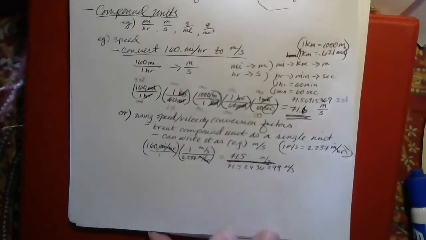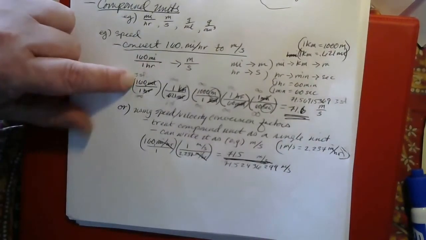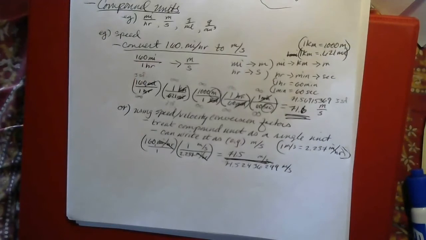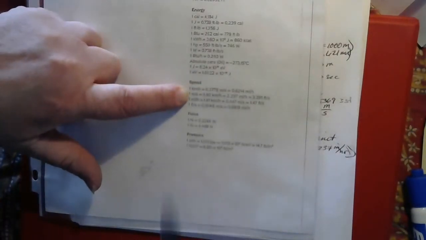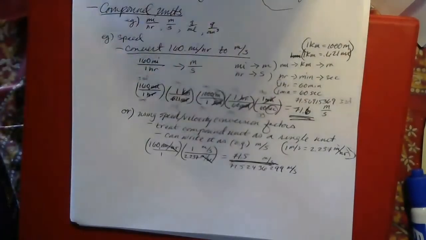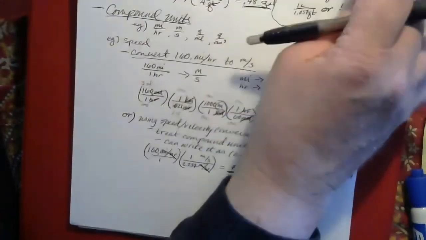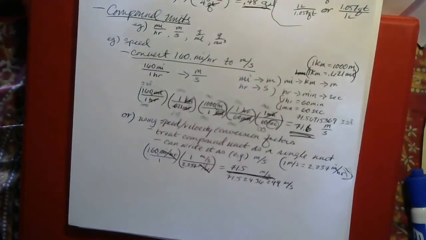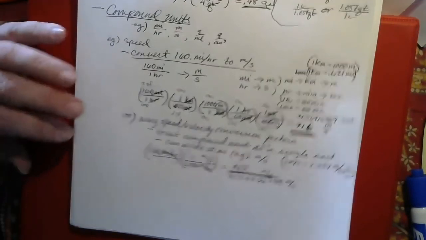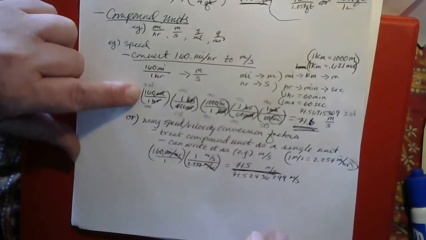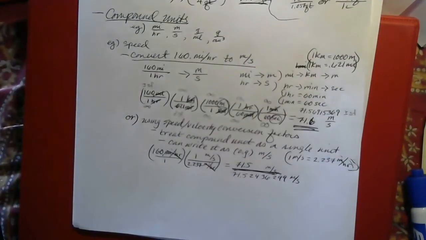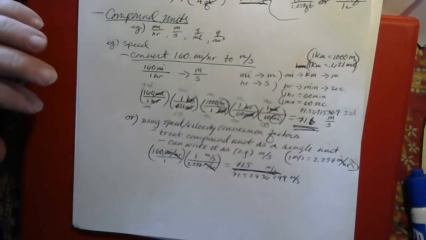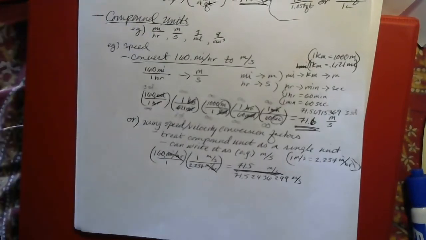You might wonder, that's so much easier. Why didn't we just do it that way the first time? And that's because speeds are the only compound units where you have conversion factors given right here on the sheet. There are other compound units that you might have to convert, like for instance, density measurements. And those you're going to have to do one unit at a time, like we did up here, because you don't have the right conversion factor to do it all in one step. So that's why I showed you how to do it both ways.